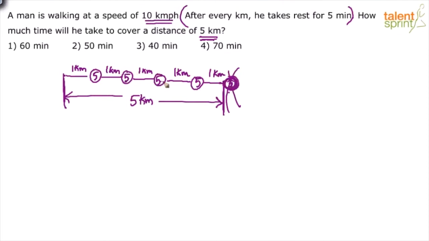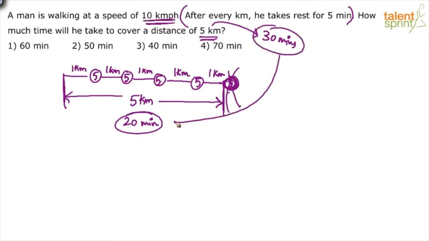So 5, 5, 5 and 5, only 20 minutes of rest. So basically 30 minutes to cover half of the distance. This 5 kilometers can be covered in 30 minutes, right? 10 kilometers per hour, 10 kilometers in 60 minutes. So 5 kilometers in 30 minutes, plus 20 minutes of rest. Add these two, 50 minutes, right? So total he'll take 30 plus 20, 50 minutes to cover this distance of 5 kilometers.